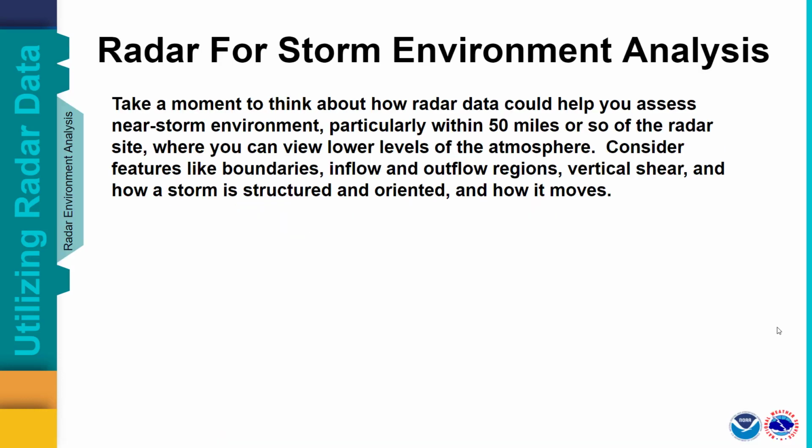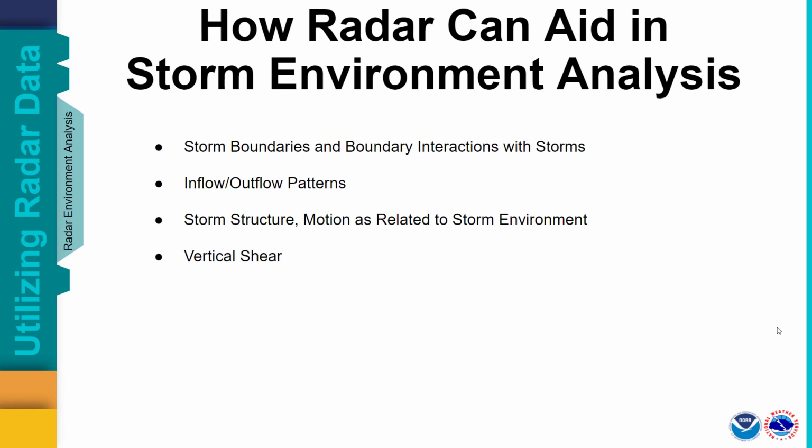Take a moment to think about how radar data could help you assess near storm environment, particularly within 50 miles or so of the radar site, where you can view lower levels of the atmosphere. Consider features like boundaries, inflow and outflow regions, vertical shear, and how a storm is structured and how it moves. Let's focus now on several ways the radar can help you evaluate near storm environment.